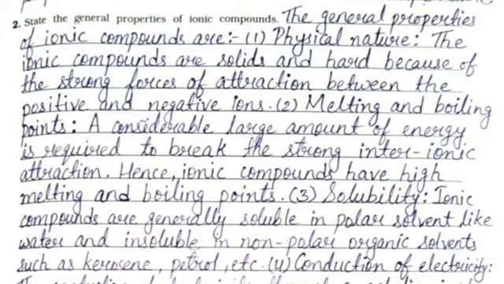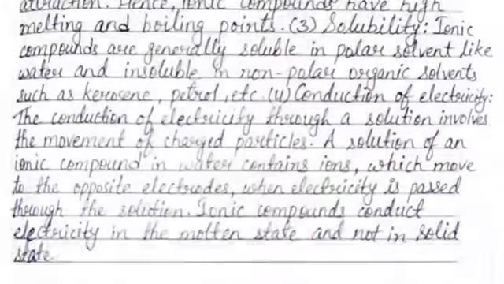Second, melting and boiling points. A considerably large amount of energy is required to break the strong interionic attraction. Hence, ionic compounds have high melting and boiling points. Third, solubility. Ionic compounds are generally soluble in polar solvents like water and insoluble in nonpolar organic solvents such as kerosene, petrol, etc. Fourth, conduction of electricity. The conduction of electricity through a solution involves the movement of charged particles. A solution of an ionic compound in water contains ions which move to the opposite electrodes when electricity is passed through the solution. Ionic compounds conduct electricity in the molten state and not in the solid state.